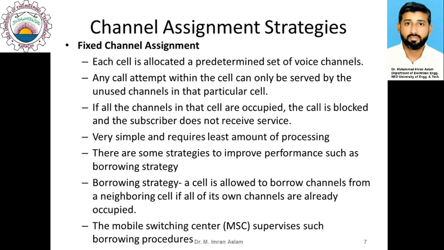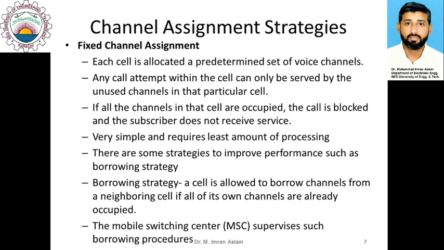In order to improve the performance of such system, sometimes some other strategies are used. For example, one strategy is named as borrowing strategy. In borrowing strategy, a cell is allowed to borrow channels from a neighboring cell if all of its own channels are already occupied.